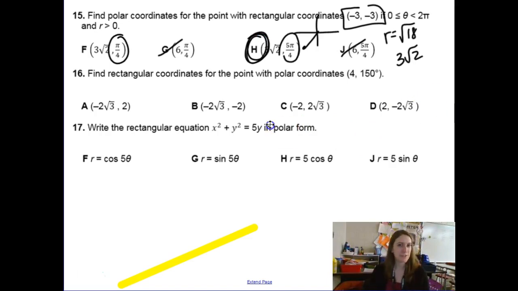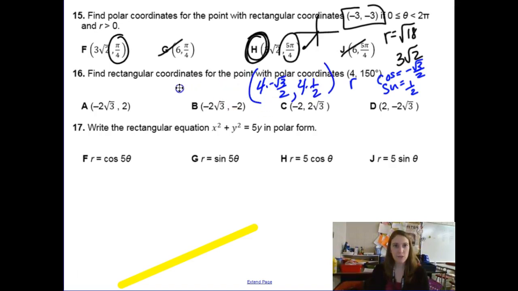I like multiple choice questions because you can kind of cheat your way through them a little bit and not finish the question. So here they want you to go back to rectangular. So r is 4, and if I think about my cosine of 150 and my sine of 150, cosine is negative square root of 3 over 2, and sine is positive 1/2. So r times the cosine, comma, r times the sine would give me negative 2 square root 3, comma 2. Boom, right there. And then yes, this one is crossed off on your paper.